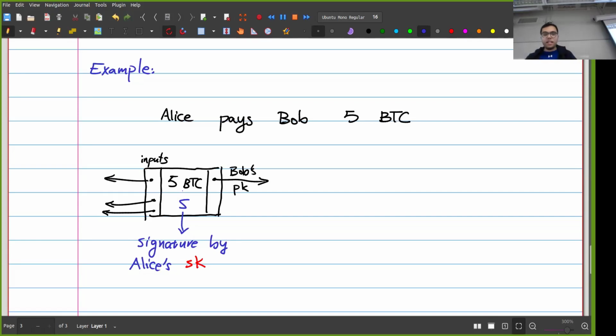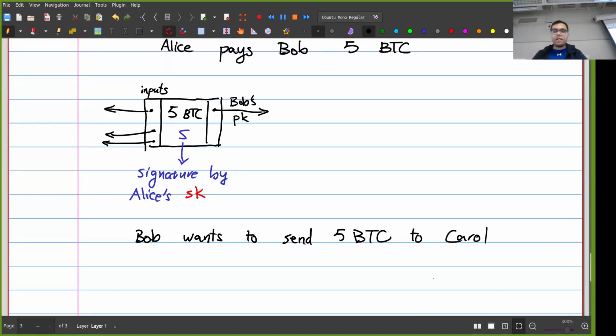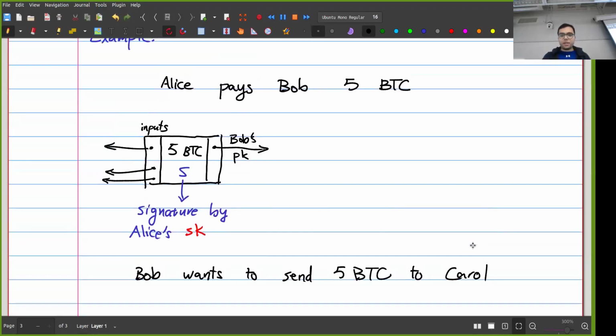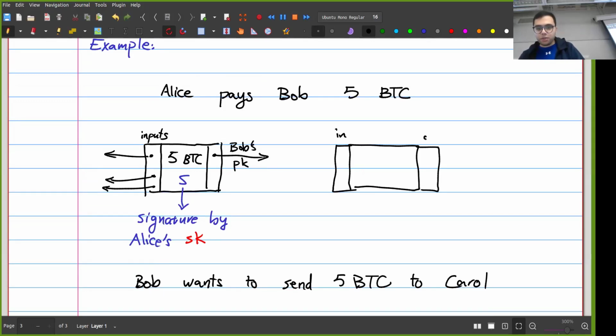great. Now let's say that Bob wants to spend this money. So maybe Bob wants to send these 5 Bitcoins to, let's say, Carol. Now, he has to do something similar. He has to create a new transaction. And this new transaction is going to also have inputs and outputs.